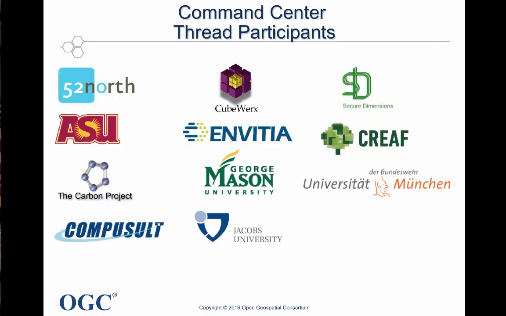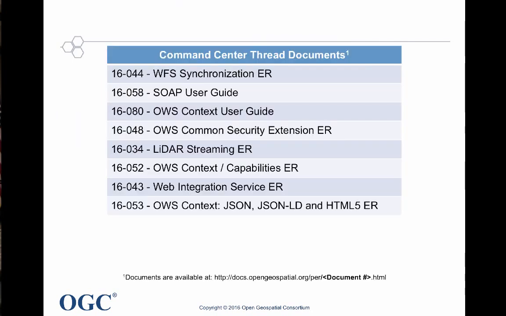These were the command center thread participants, and remember that some of these participants are going to be in the exhibition, so you will be very glad to discuss how they did the work. And these were the documents, engineering reports that came from that thread: WFS synchronization, SOAP user guide, OWS context, OWS common security extension, LiDAR streaming, OWS context capabilities, the web integration service, OWS context using JSON, JSON-LD, HTML5.